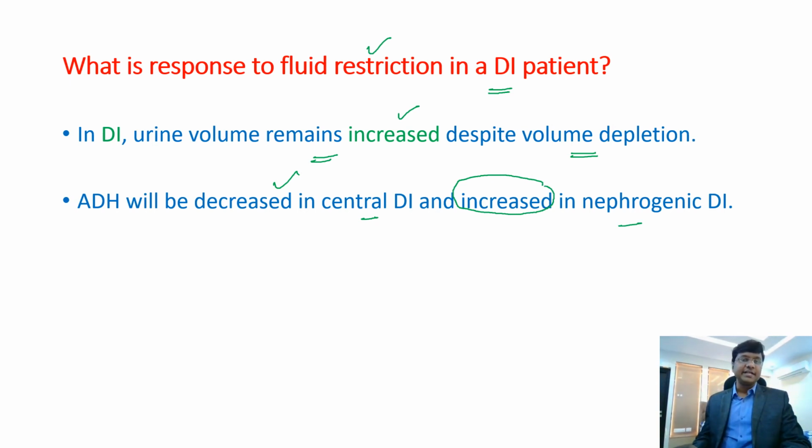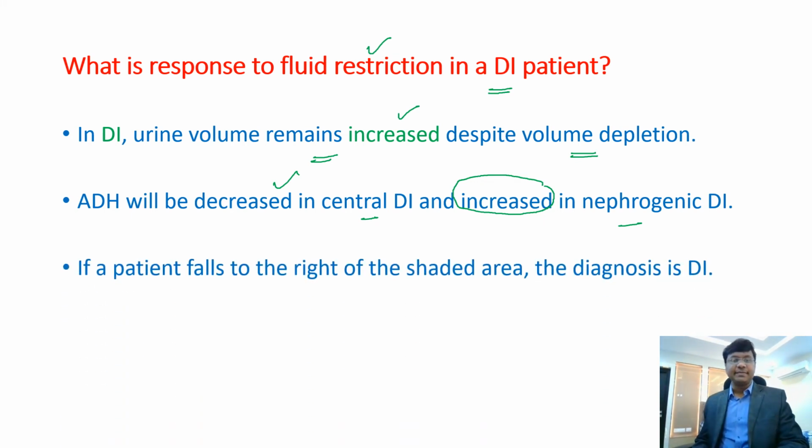Why? Because in nephrogenic diabetes insipidus, it is not a problem at the level of your hypothalamus or pituitary. The problem is at the level of the distal tubules. So the distal tubules are resistant to the action of the antidiuretic hormone. So the hypothalamus or the pituitary feel that there is no ADH, and that is the reason why the water is not being retained. So that is the reason why ADH is excessively secreted from the posterior pituitary in nephrogenic diabetes insipidus. Then what will be the response in a diabetes insipidus patient whenever you do a fluid restriction?